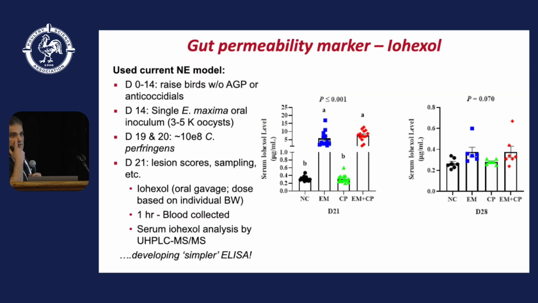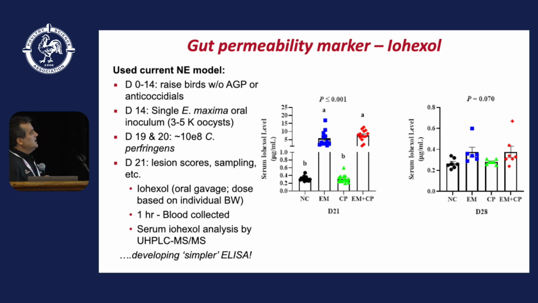All right, so other things that we're trying to use to get better idea in a more controlled environment, we started using iohexol. This is a big molecule used in imaging and in medicine. It's much more stable. I'm sure most of you, if not all of you, have heard of FITC-dextran. This is much more stable.